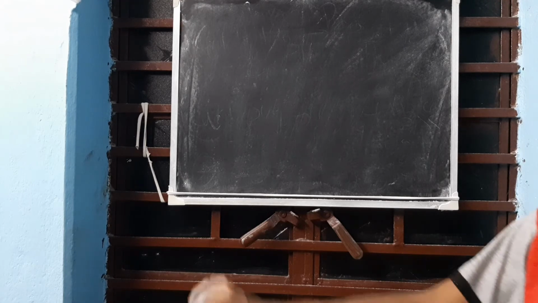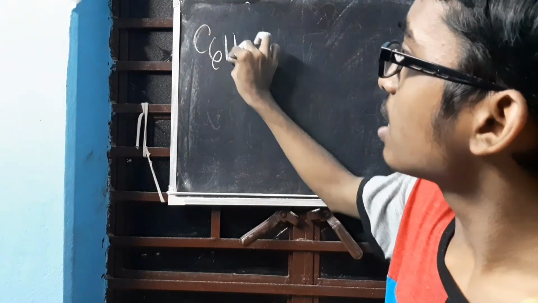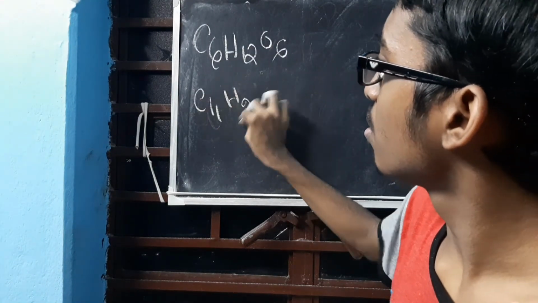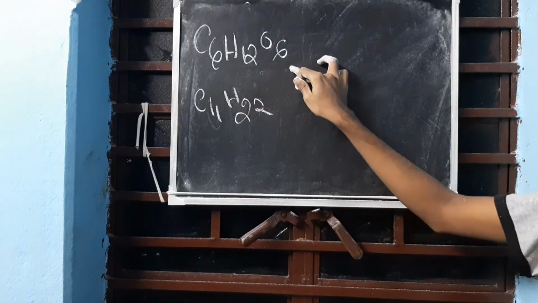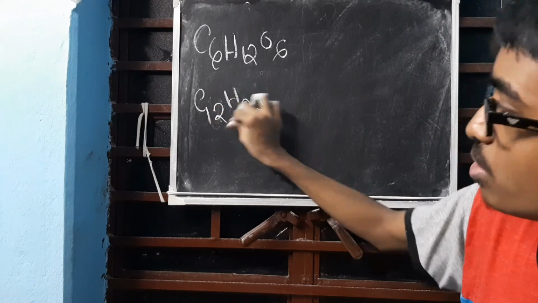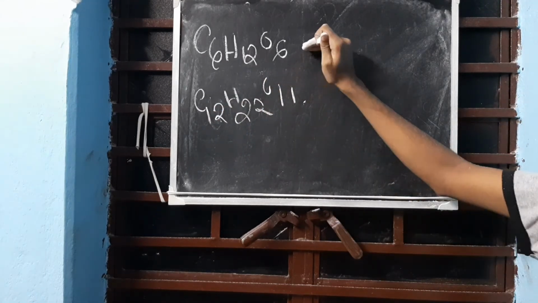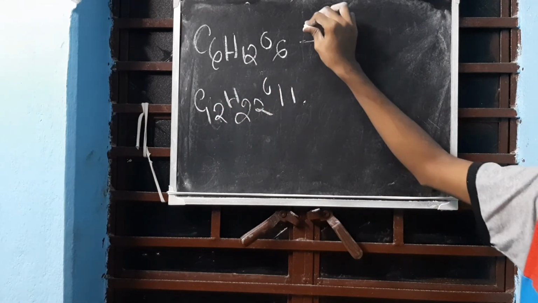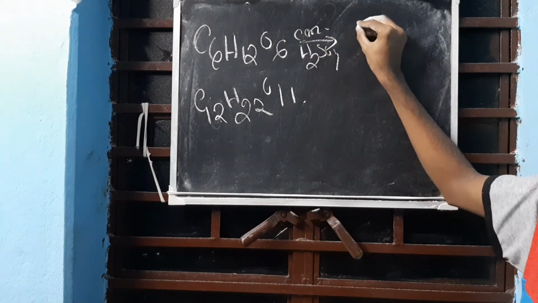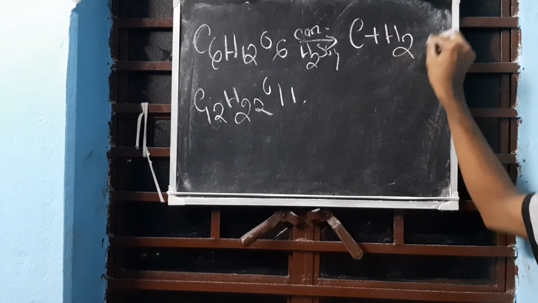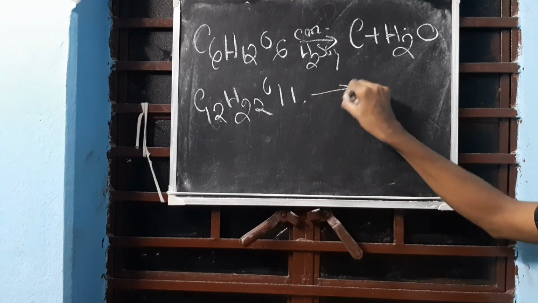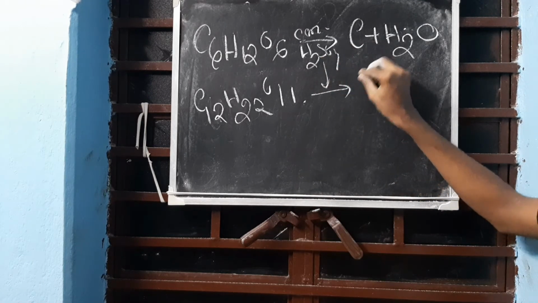Next, glucose or cane sugar. Glucose and cane sugar have different formulas. This is glucose, C6H12O6, and this is cane sugar, C12H22O11. In the presence of conc. H2SO4, this will give you C plus H2O, and this will also give you C plus H2O.